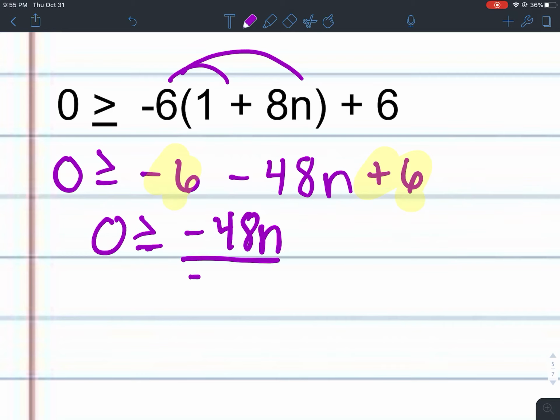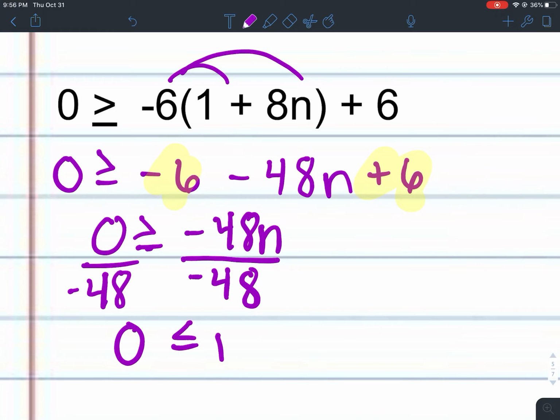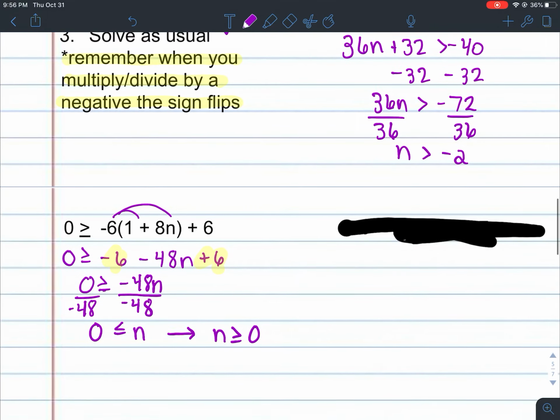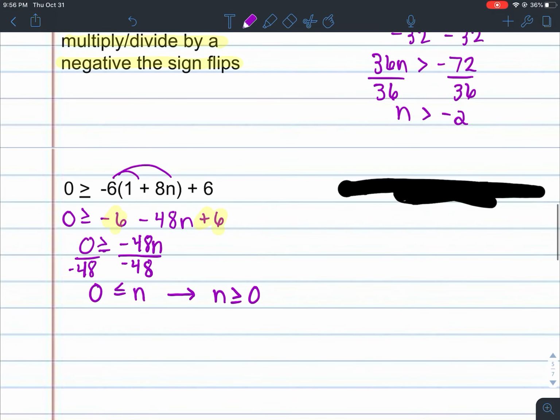And then when I divide by negative 48 on both sides, that's just going to be 0. But because I divided by a negative, it switches to less than or equal to. And remember that we rewrite that so the variable is on the left side. Therefore, if 0 is less than or equal to n, then n is greater than or equal to 0.